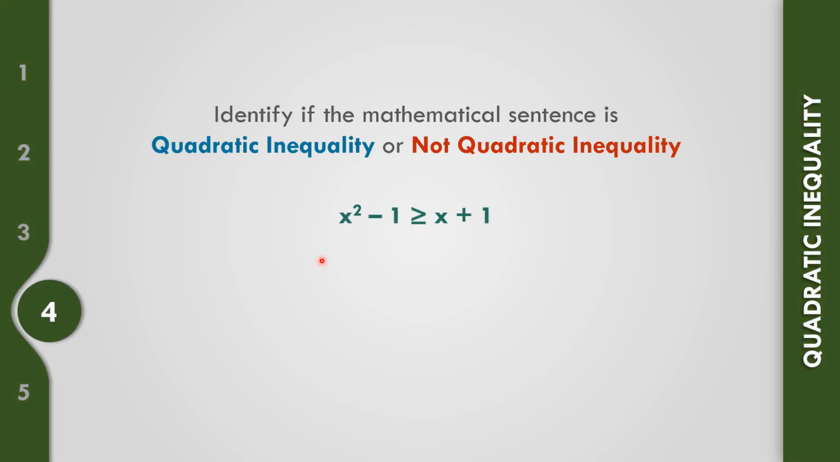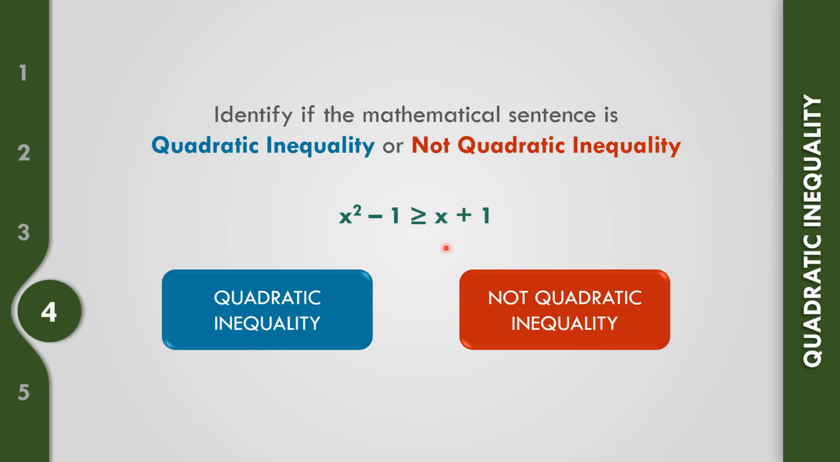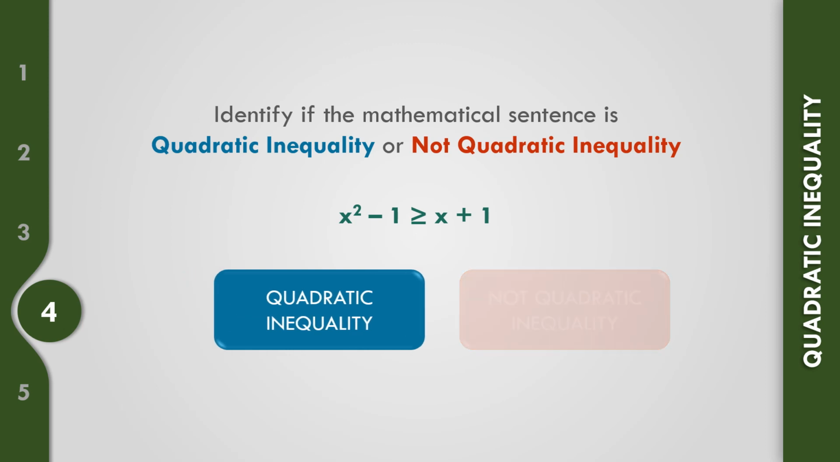How about example number 4? x squared minus 1 greater than or equal to x plus 1. First, let us find the highest degree. There is only one, that is x squared. Afterwards, the symbol. The symbol is greater than or equal. So, it means this example is a quadratic inequality.